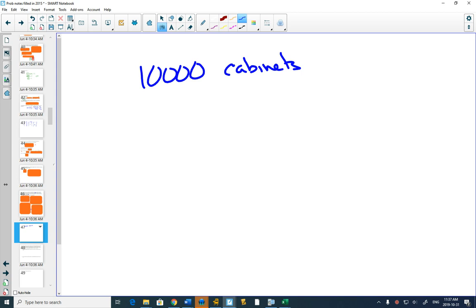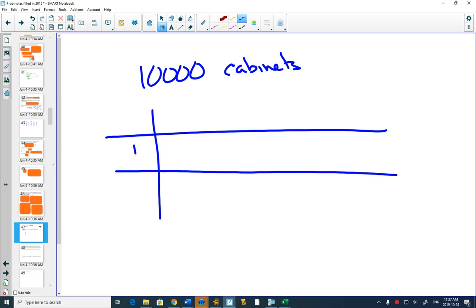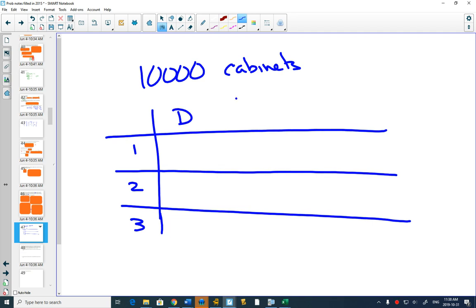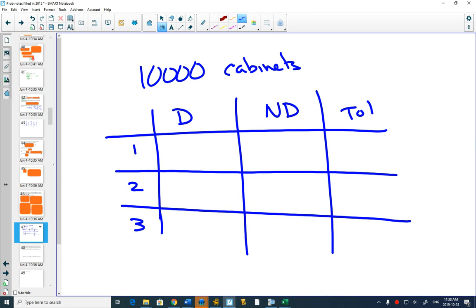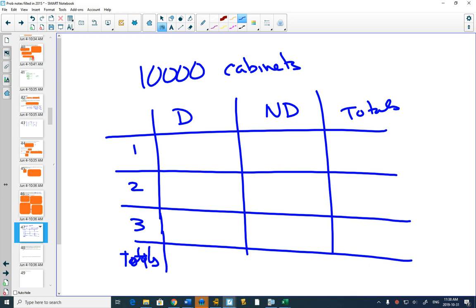Let's say we make 10,000 cabinets. Okay, I can make a chart here. It either comes out of machine 1, machine 2, or machine 3, right? And they're either defective or not defective. And we can figure out totals here, and totals down here. Wow, that looks like a really good spelling of totals. Beautiful. Nice.